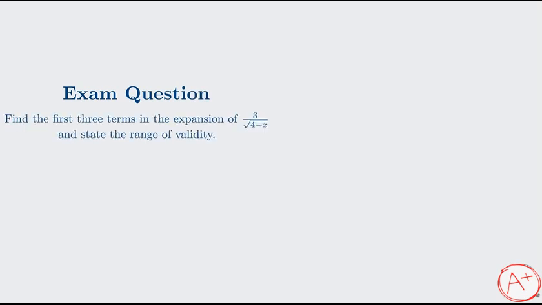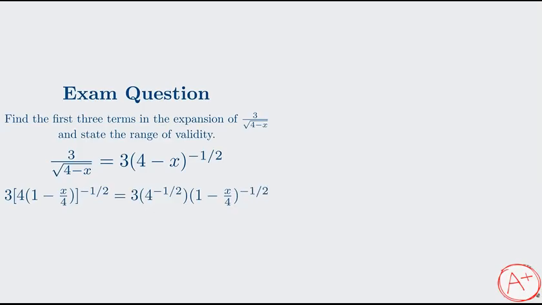Let us tackle a typical IB-style higher-level question that combines these skills. Find the first 3 terms in the expansion of 3 over the square root of 4 minus x, and state the range of validity. First, we rewrite the expression in a form suitable for the binomial theorem. Next, we must factor out the 4 to get a leading 1.